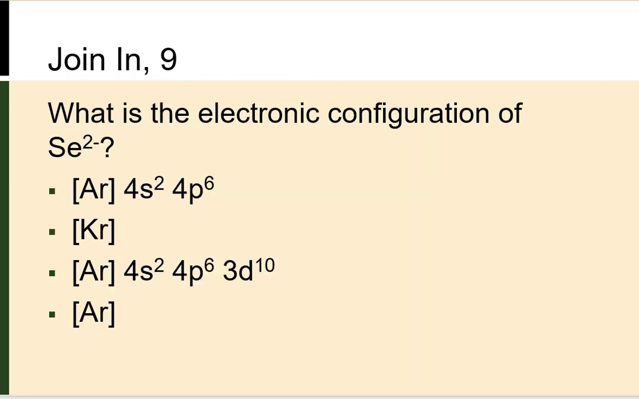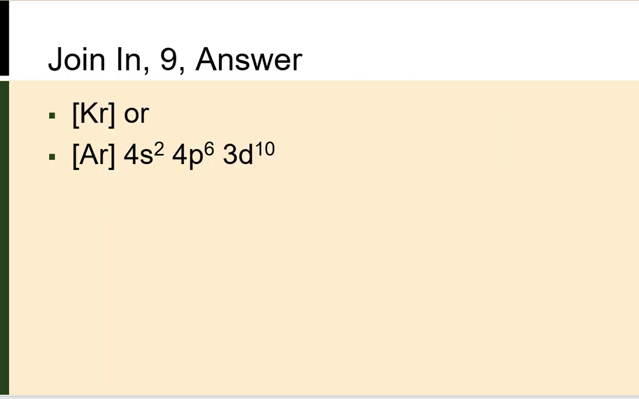So how about this one? What's the electronic configuration for selenium with a 2 minus charge? So take a minute, pause. So selenium must become like krypton, and krypton's going to be either Kr in brackets or argon, the noble gas before it, so that would be in brackets, and then 4s2, 4p6, 3d10.